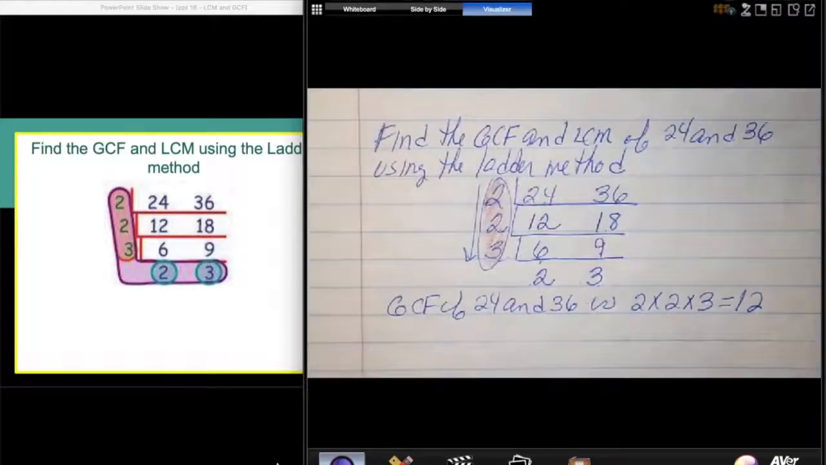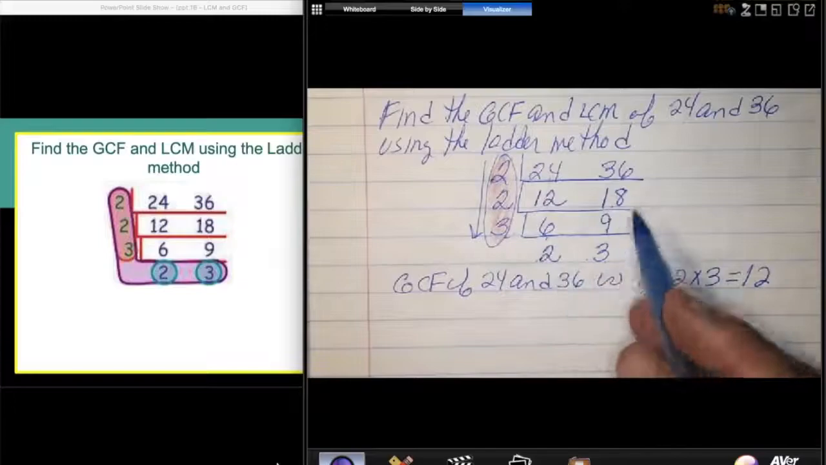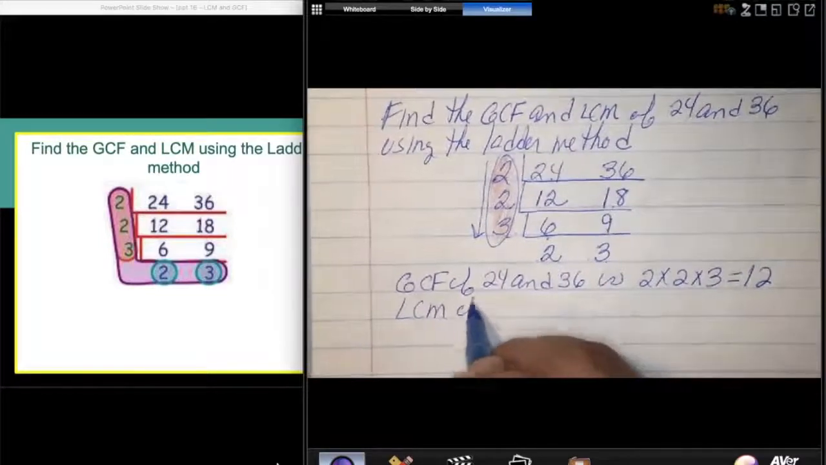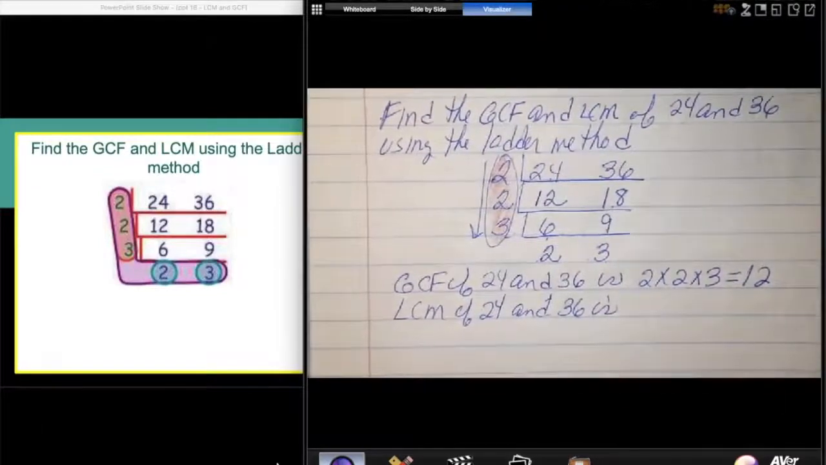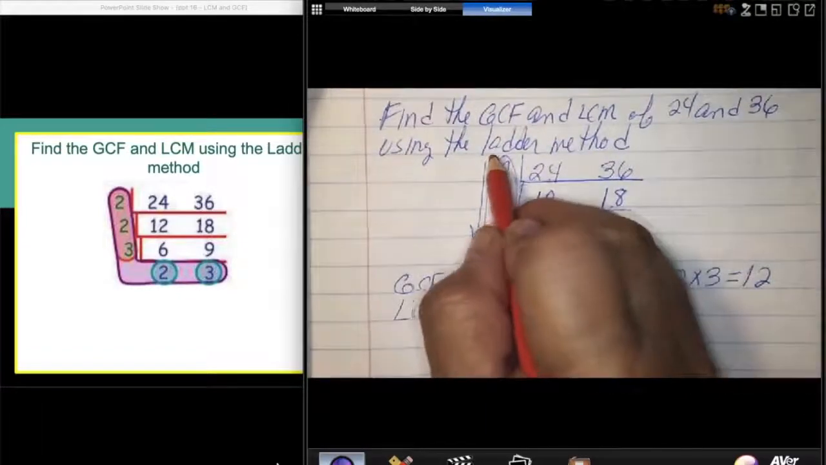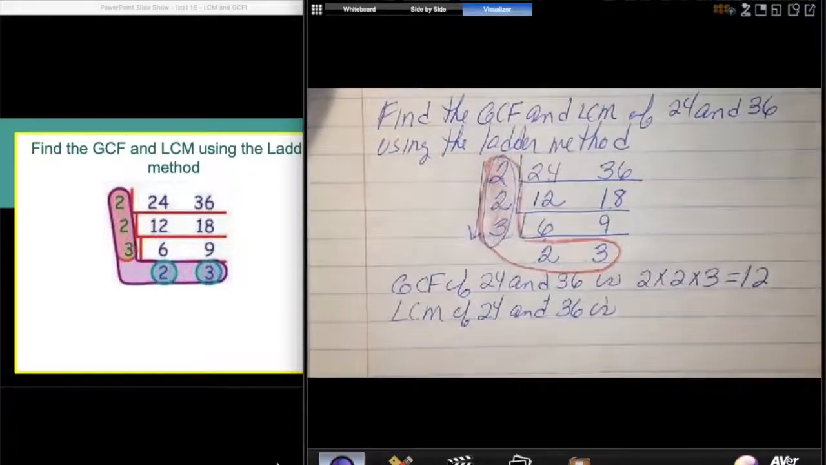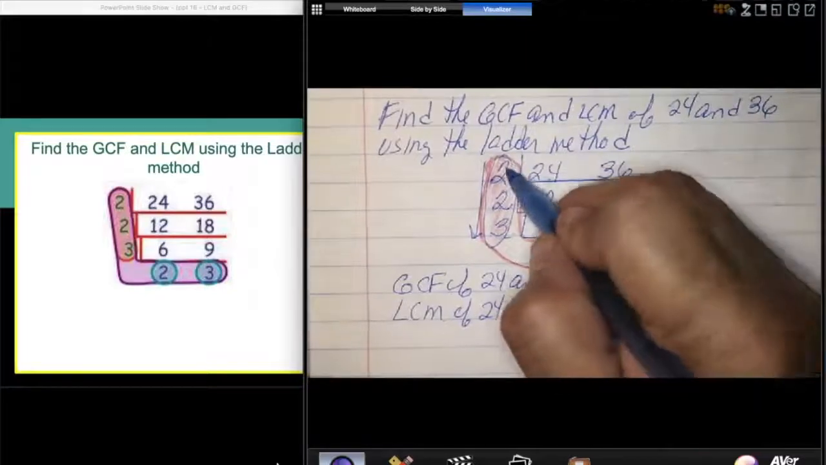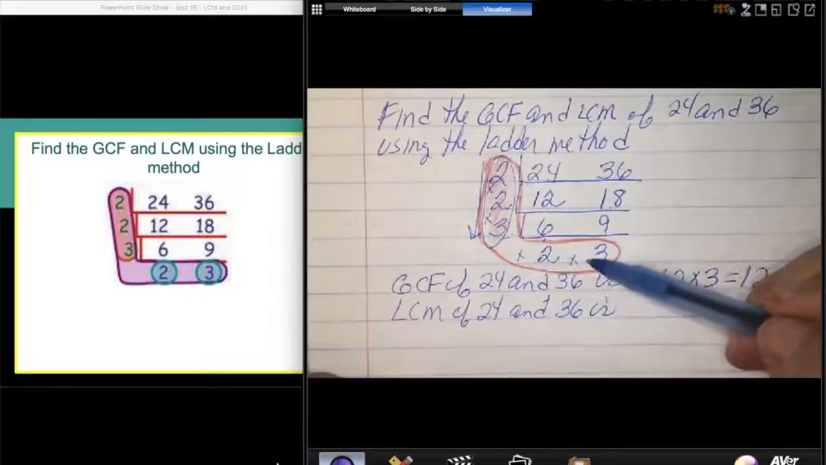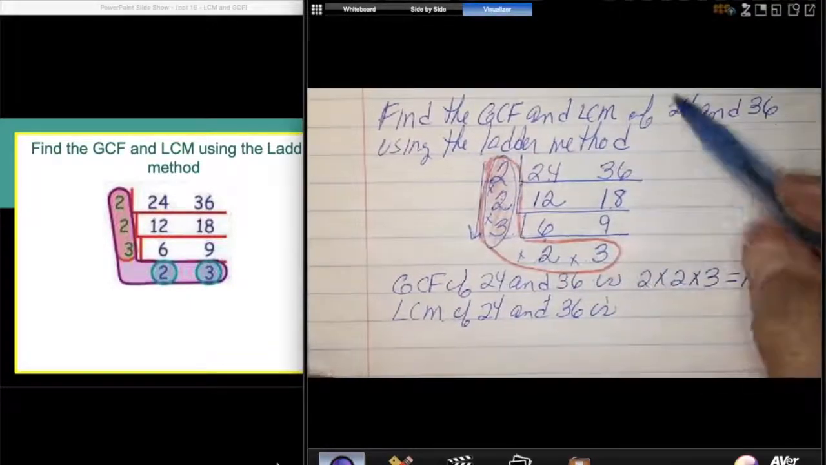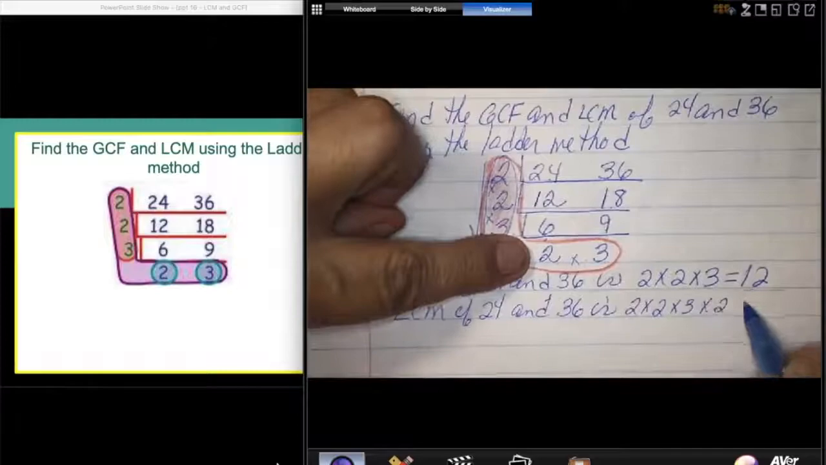Now let's say I'm also looking for the LCM. This method also provides the LCM. So the LCM of 24 and 36 is found by creating an L. I'm going to circle all of the factors. Kind of looks like a giant L. And I'm going to multiply 2 times 2 times 3 times 2 times 3. I am going to multiply all of these factors. So 2 times 2 times 3 times 2 times 3.